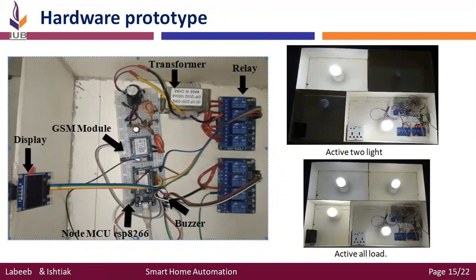So this is the hardware prototype that we have made. We have shown the display, GSM module, NodeMCU, buzzer, transformer, relay. At the left, you will see how our project looks when two lights are on, I mean, two loads are on. At the bottom, you will see when all loads are active.